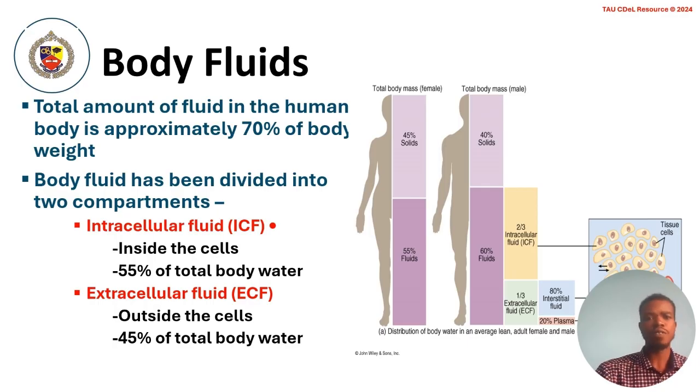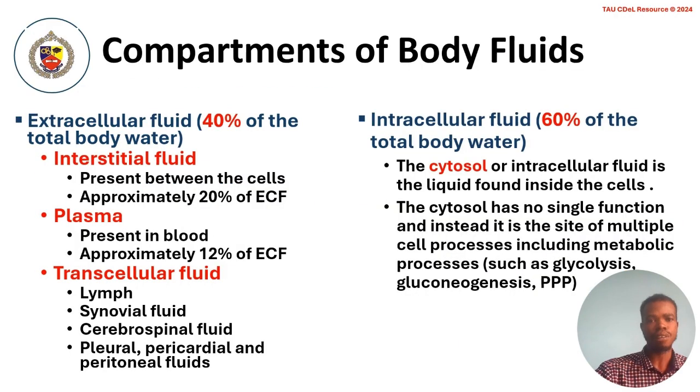Now, the total amount of the fluid in the human body is approximately 70% of the body weight. And it is divided into two compartments, the intracellular fluid and the extracellular fluid, whereby the intracellular fluid is taking most of the percentage of the total body fluid, taking 55%, while the extracellular fluid, which is outside of the cell, takes about 45% of the whole body fluid.